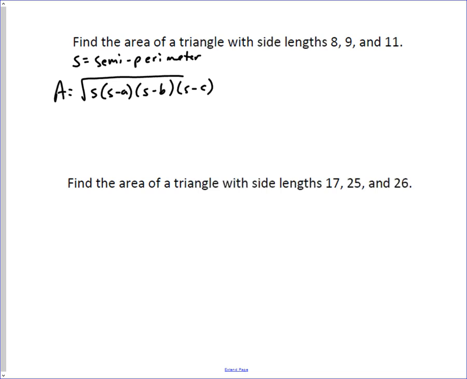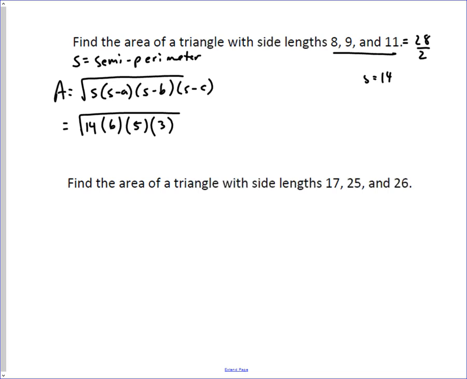In this case, the semi-perimeter: 8 plus 9 plus 11 equals 28. So half of 28 is 14. So S equals 14. And so our area is going to be 14 times, well, 14 minus 8 is 6, 14 minus 9 is 5, and 14 minus 11 is 3. And so 14 times 6 times 5 times 3.